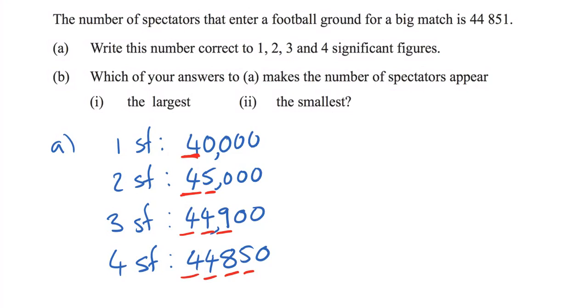Okay, let's move on to part B. Which of your answers to A makes the number of spectators appear the largest? Well, that would be rounding it to 2 significant figures. Which value is going to make it look the smallest? Well, the smallest is to 1 significant figure, 40,000.